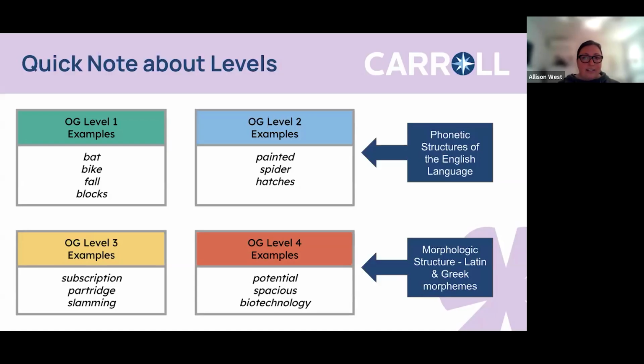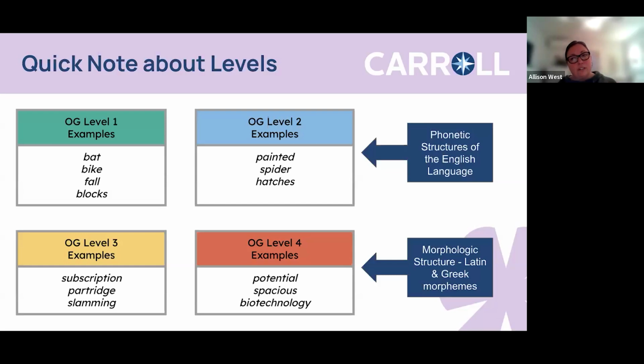All students start at level 1 and move through the sequence. And at Carroll, students move through 4 levels. Levels 1 and 2 are really large, and they contain all of the phonetic structures of the English language. And you can see here some words that illustrate some of those concepts in each of these boxes.